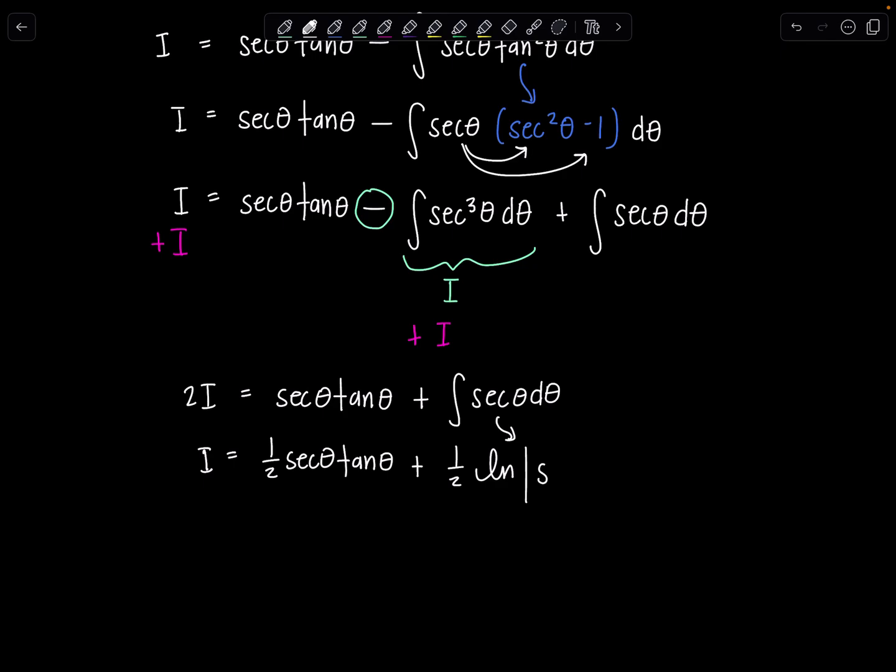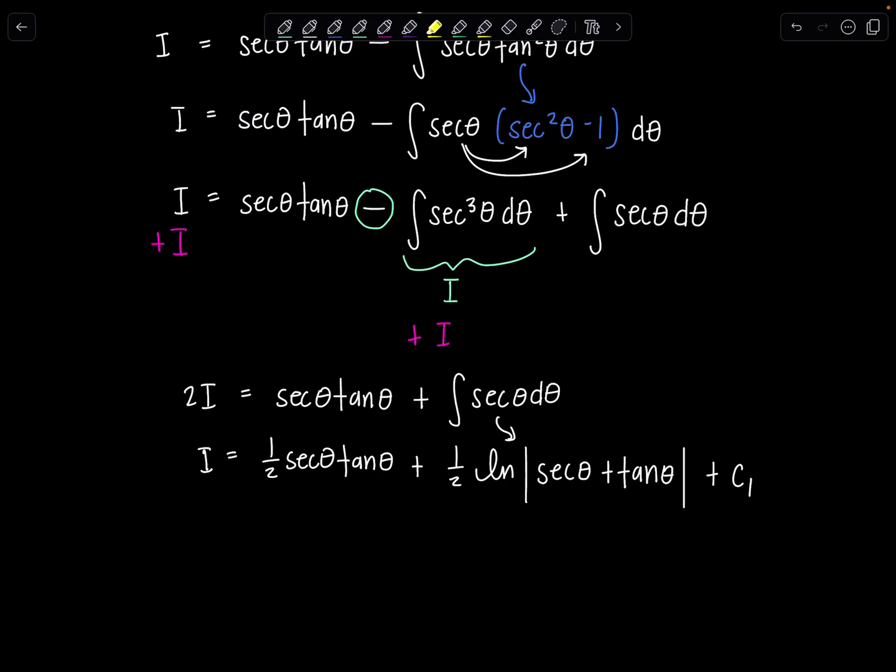Natural log absolute value secant theta plus tan theta plus C1. This antiderivative, I would recommend memorizing because in order to derive this, it's not the most intuitive thing unless you've seen it already, okay? And it comes up often enough. So integral 1 is done.